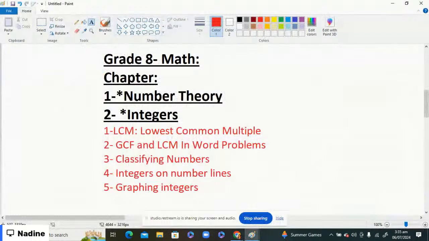So, we are doing grade 8 maths. These are the names of the chapters as we already started: number theory and integers.